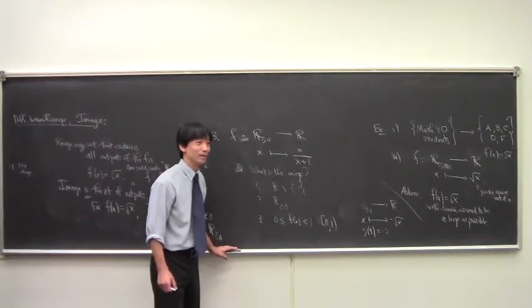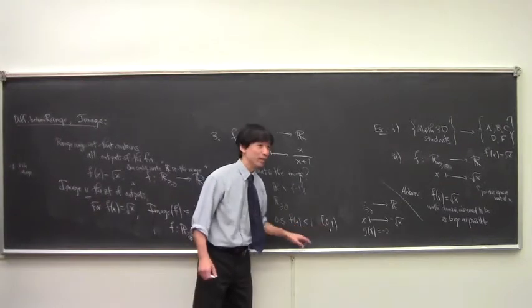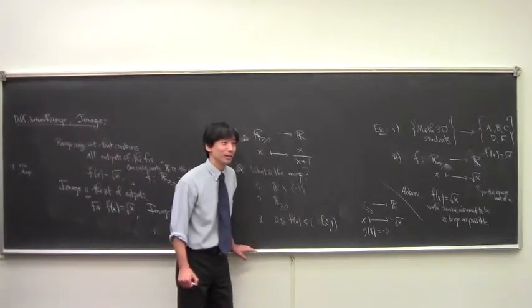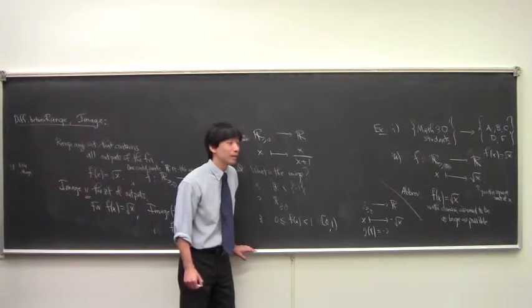So why is 1 the upper bound? Sure. As x gets greater and greater, it's going to approach 1, but it's never going to hit 1. Yeah, because it's always going to be a fraction less than 1.